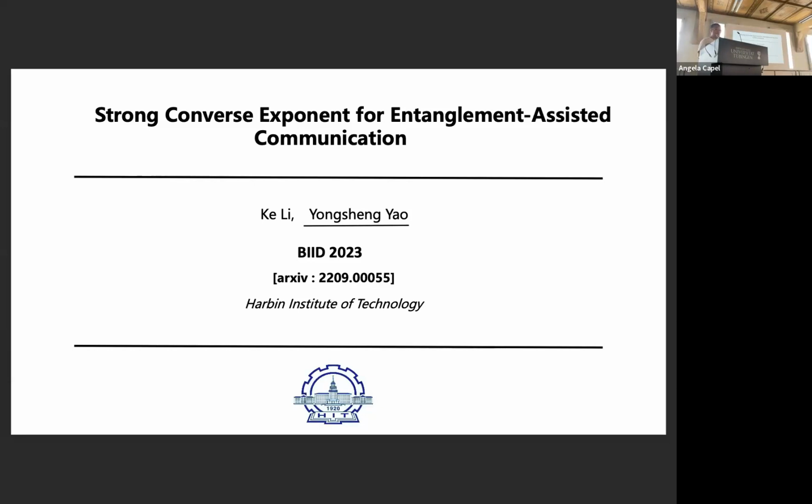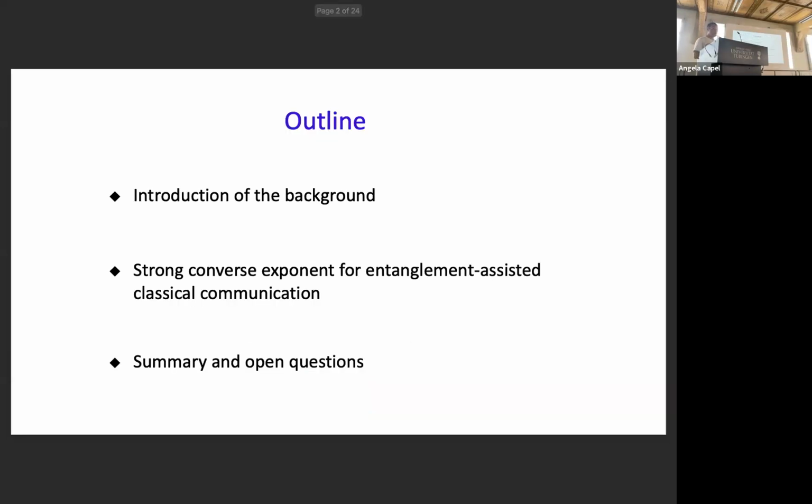Thanks to the organizer. This is joint work with my supervisor, Freddie. This is the brief outline of this talk. I will first introduce the background and the motivation of our work. Then I will turn to our main result, the strong converse exponent for entanglement-assisted classical communication. Finally, I conclude this talk with some summaries and open questions.